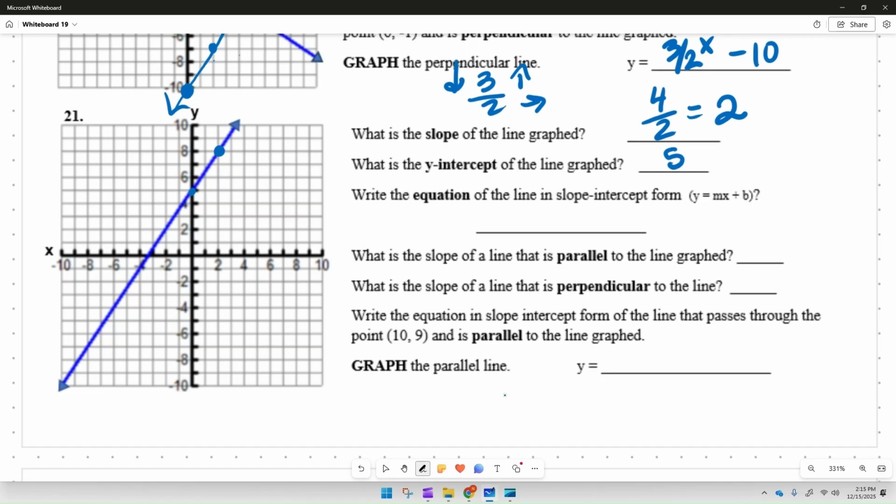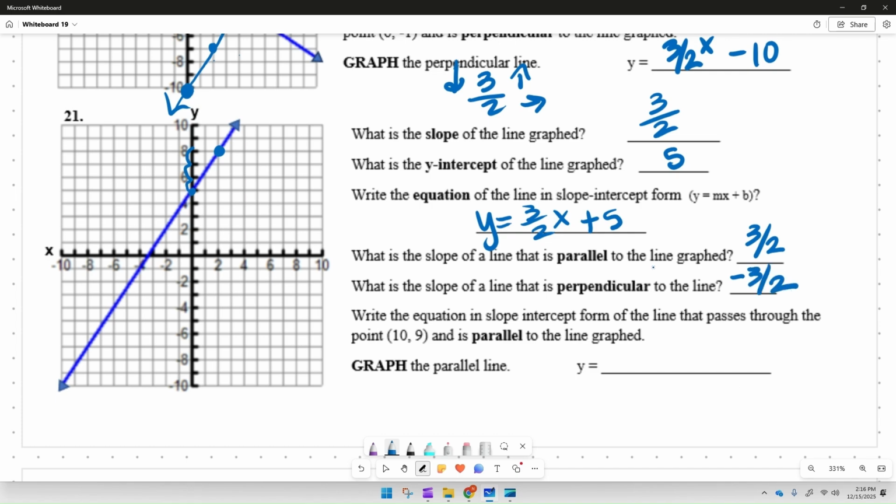Oh, wait, sorry. Nope. I miscounted. It's a 1, 2, 3. It's a rise of 3, run of 2. All right. So our equation is going to be y equals 3/2 x plus 5. Parallel is same, so that's 3/2. Perpendicular is to flip and switch. So I did not flip. I switched the sign but did not flip. So that is 2/3.